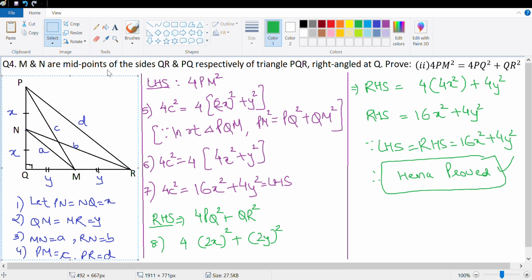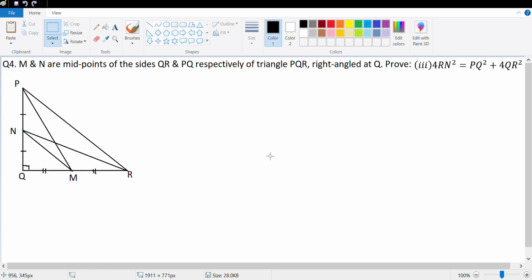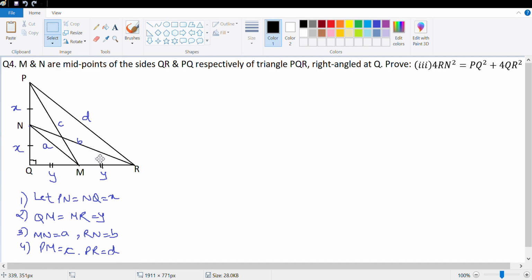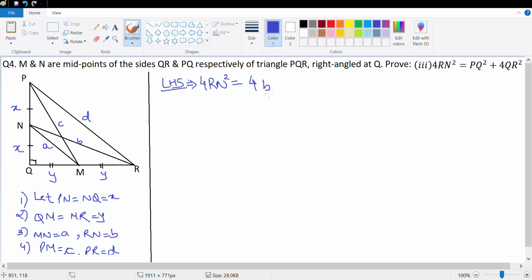Let's look at the next question, which is part 3 of this question. So let's try and solve part 3. Part 3 says we need to prove 4RN square. So again, let's work with the left hand side. Our left hand side is equal to 4RN square. RN is b, which means 4b square. Now this would be equal to 4 times x square plus 2y whole square.